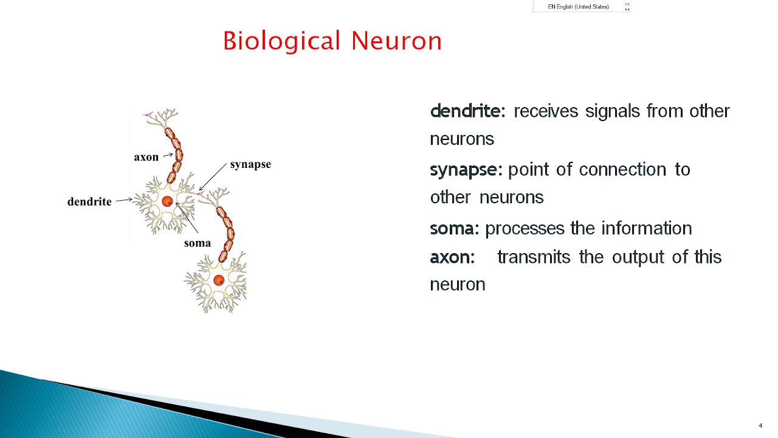Biological neuron. What does the biological neuron consist of? This is the picture of a biological neuron: dendrites, synapse, soma, and axon. The dendrite receives signals from other neurons, and the synapse is the point of connection between two neurons. The soma, the central part, processes information. The axon transmits the output of this neuron. Through the axon, information is transmitted.